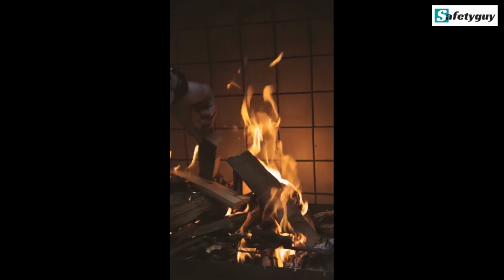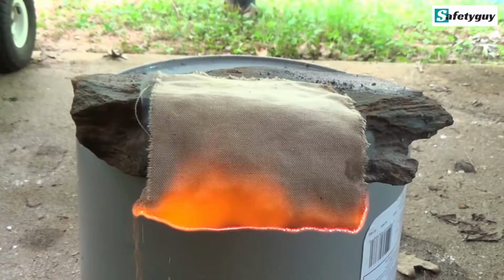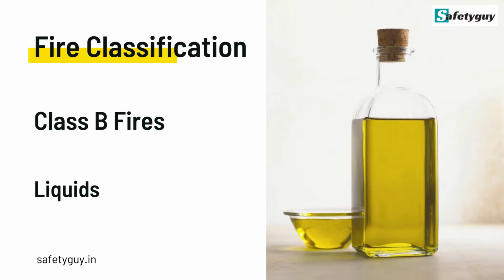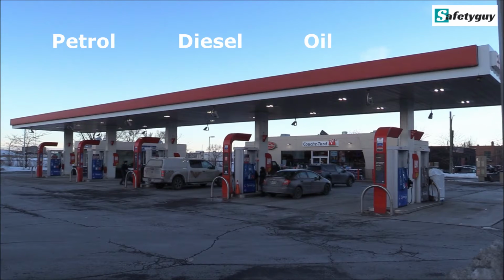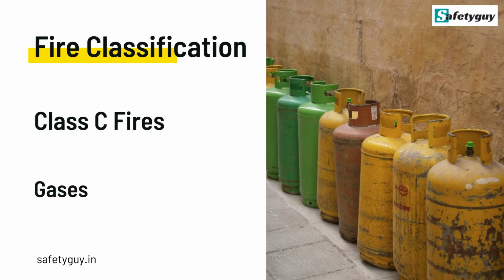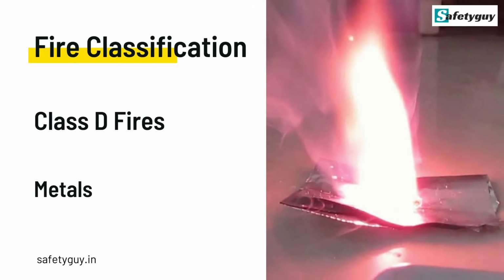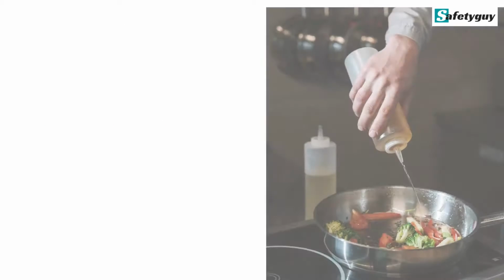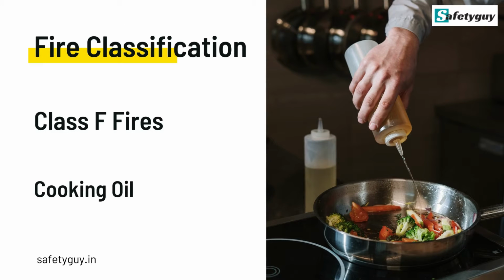Class A fires. Fires which are caused due to the burning of solid materials such as wood, paper, or textiles. Class B fires, or fires involving flammable liquids such as petrol, diesel, or oils. Class C fires, which are formed due to inflammable gases. Class D fires that are caused due to incendiary metals. Class E fires, which are caused due to electrical appliances. And Class F fires, which are caused due to cooking oils. Let us look at these classes in detail for a better understanding.